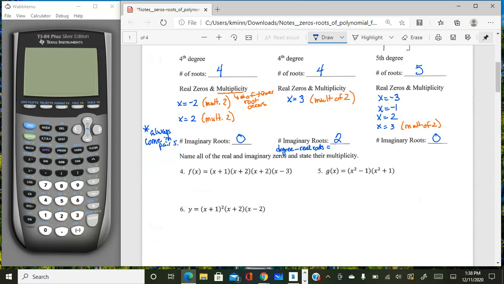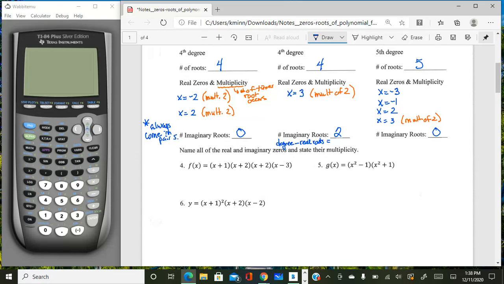For the next couple of questions, we are going to name all of the possible real and imaginary zeros and their multiplicity based on the factored equation. What do we know about factors? Remember that our factors end up giving us our solutions. So each of these factors, if we set them equal to 0, we get our actual zeros or our roots.